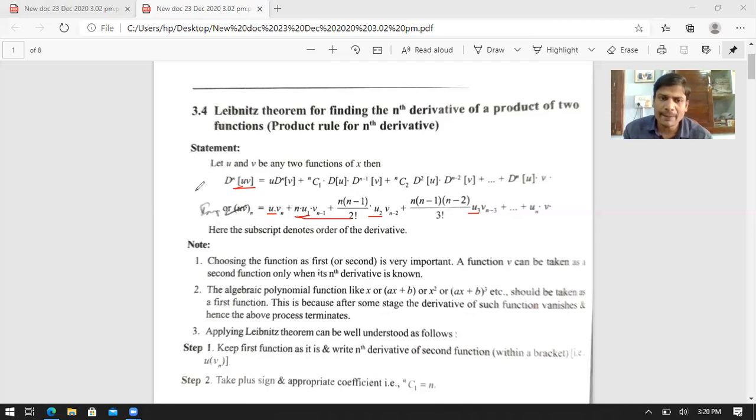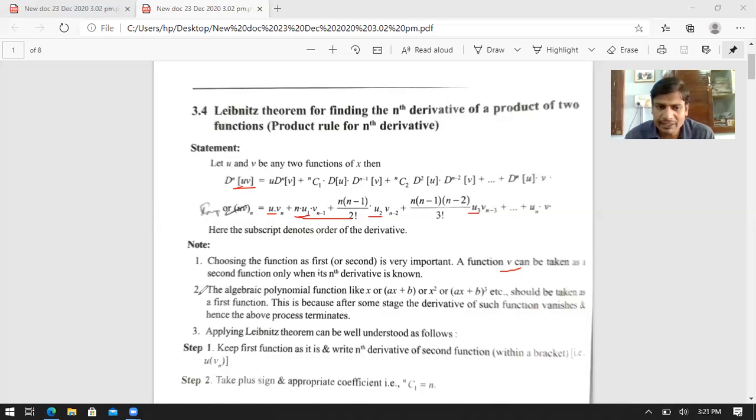This is important. See here, some notes are there. I read this one. Choosing the function as first or second is very important. In your question, two functions are given, one algebraic and one trigonometric, and which one you choose is important. A function v can be taken as the second function only when its antiderivative is known. Remember this when choosing the first function.